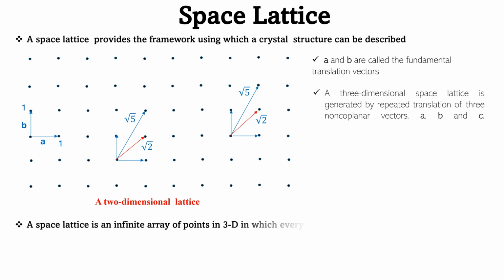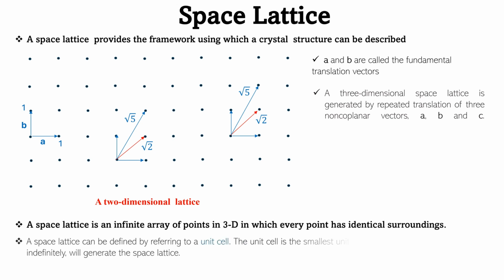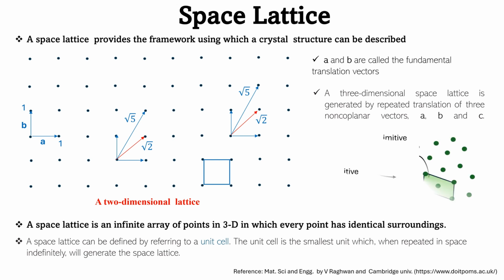A space lattice can also be defined by referring to a unit cell. The unit cell is the smallest repeating unit that, when repeated indefinitely in space, generates the space lattice. In the square lattice example, the unit cell is the square formed by joining 4 neighboring lattice points. Since each corner of the square is shared by 4 unit cells meeting at that corner, the effective number of lattice points per unit cell is only 1.